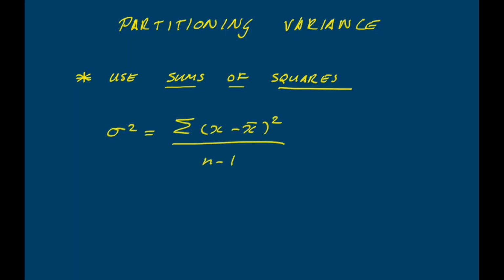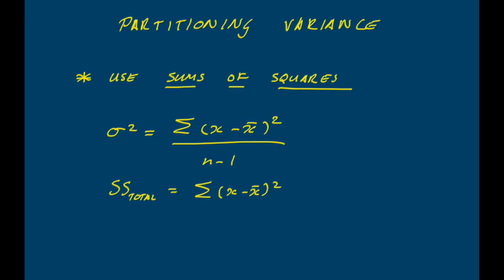Here's a formula that you might recognize. This is the formula for the sample variance. So the sample variance is calculated by calculating the mean, subtracting the mean for each data point, squaring the difference between each data point and the mean, adding them all up, and then dividing by n-1, which is the degrees of freedom.